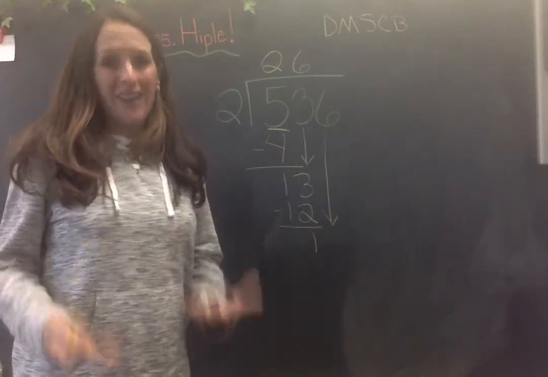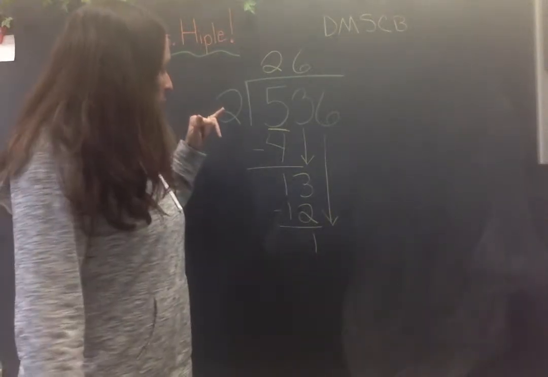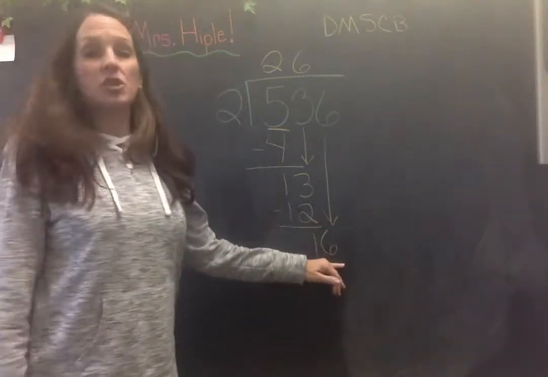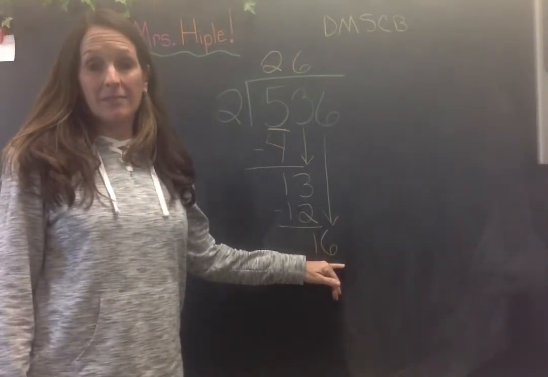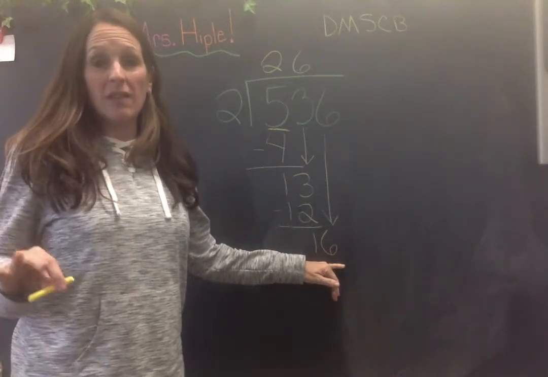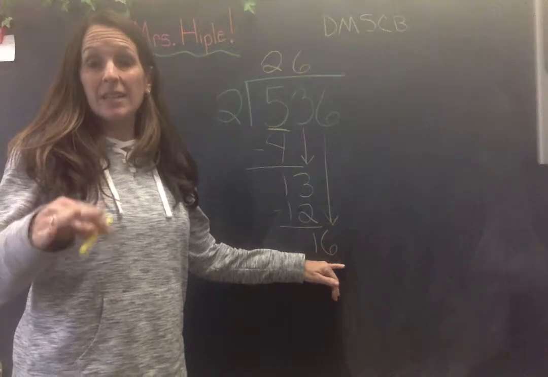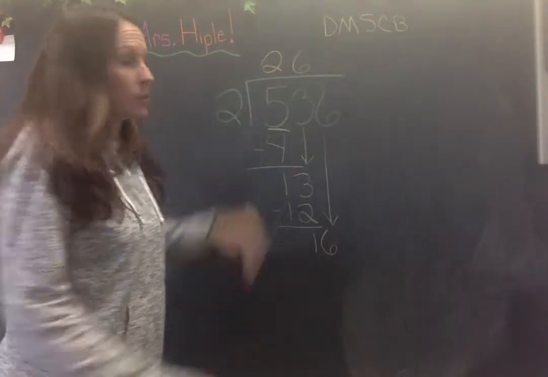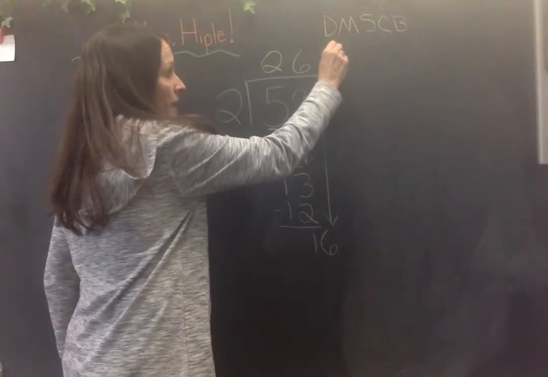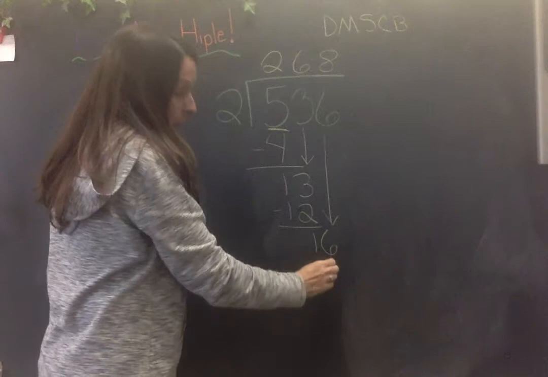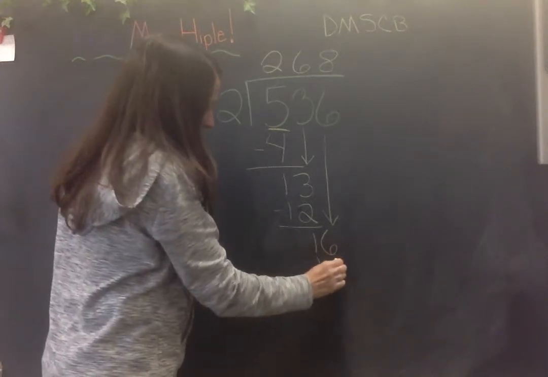So I divide again. Can 2, oh, I forgot my 6. Don't forget that. Can 2 go into 16? And it can, and it actually goes in even. I don't have any left over. 2 times 8 is 16. Remember, my answers go on the top. So here's my 8. 2 times 8, 8 times 2. Now I work on the bottom, is 16.